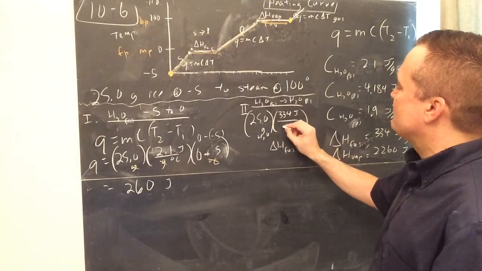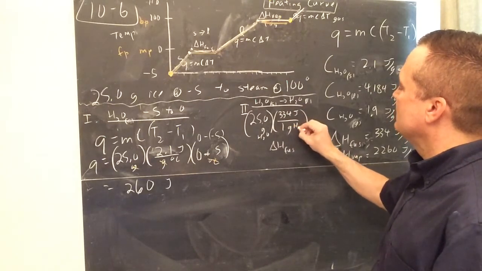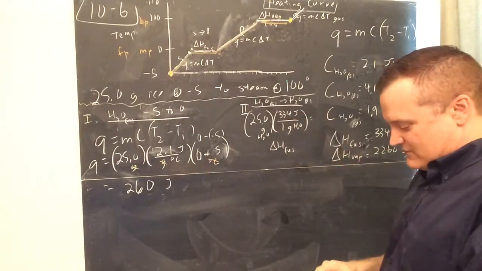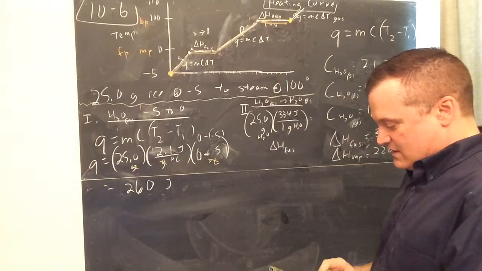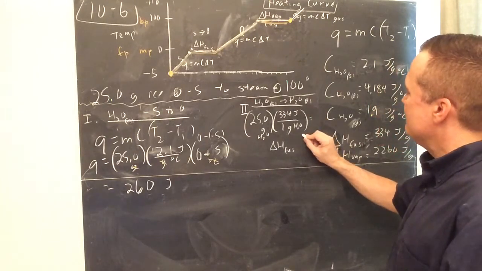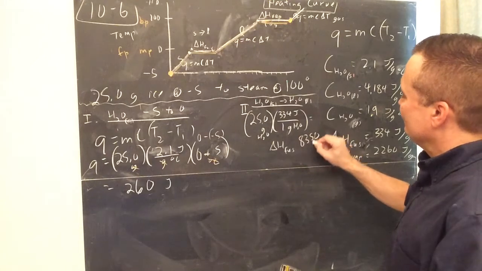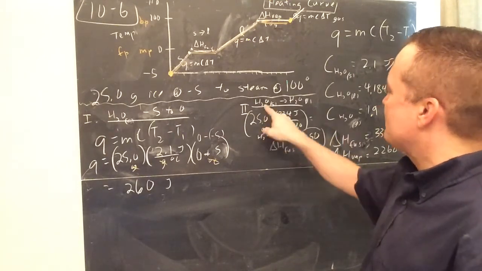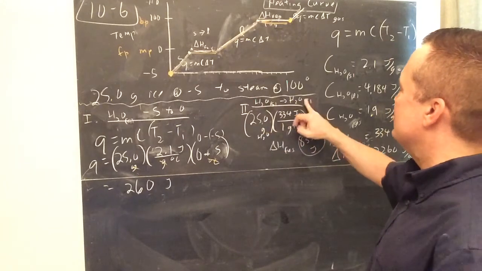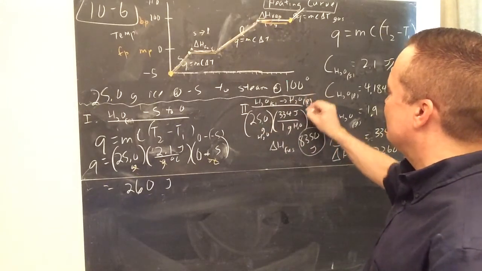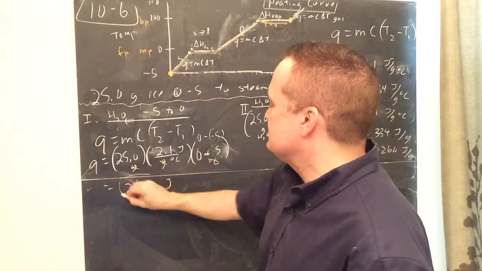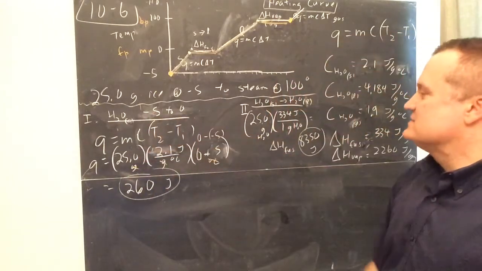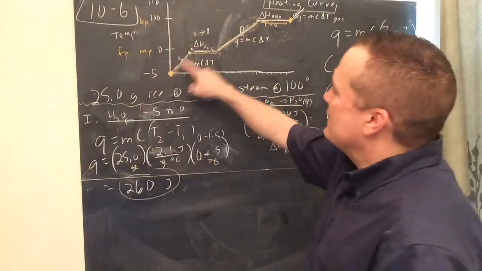334 joules for every 1 gram of water. So 25 times 334 is 8350 joules. Okay, so 8350 joules to go from H2O solid to liquid. And then 260 to go from -5 to 0. All right, we've gone from there to there, now there to there.